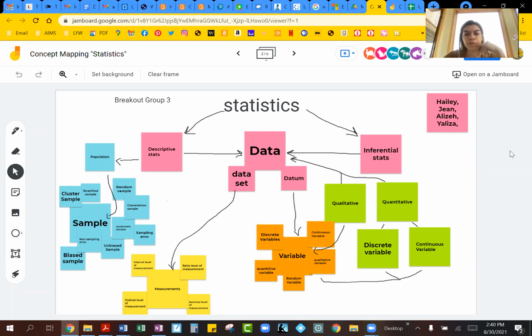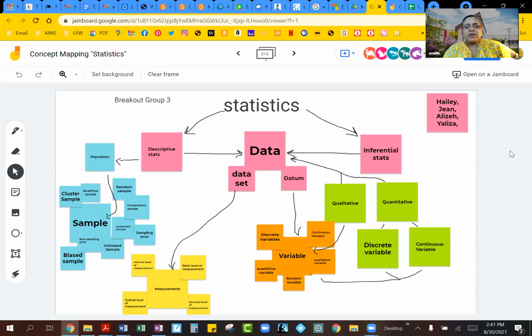Anyway, so we've got qualitative and quantitative data, and then there's the discrete variable and the continuous variable, and that all ties into our regular variables. That's why we have discrete and continuous in there twice. Yeah, very interesting.